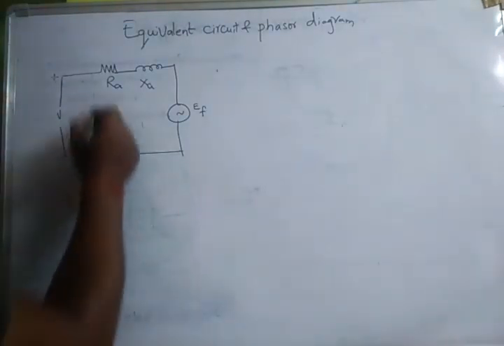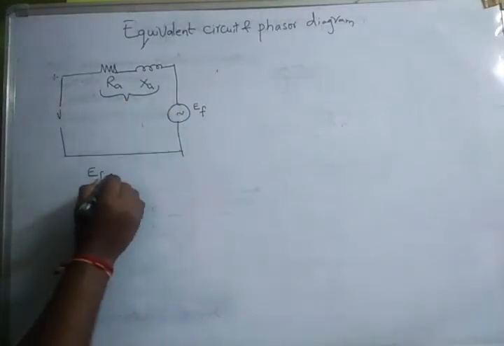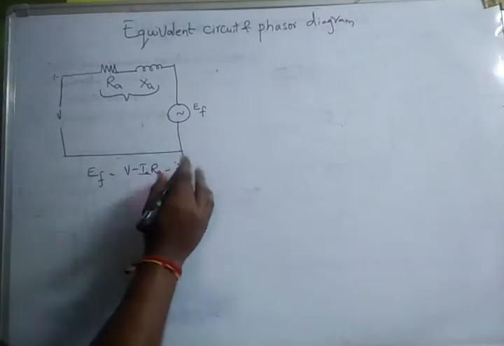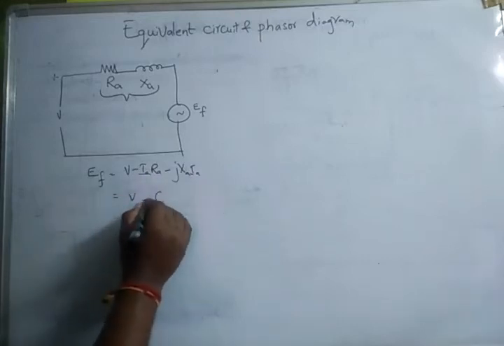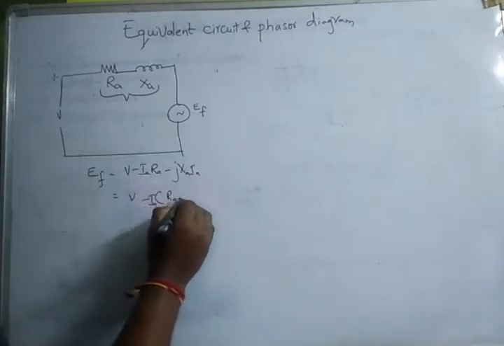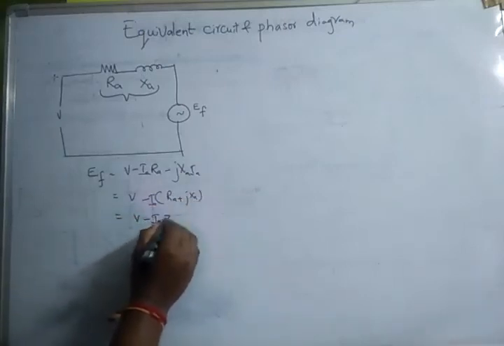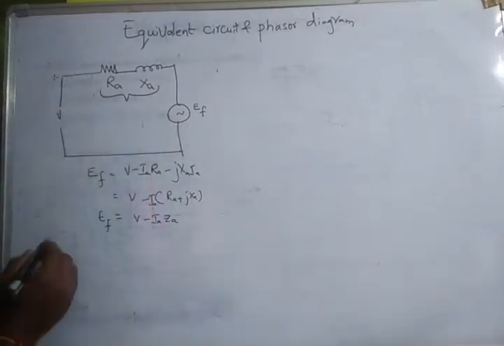So for this, by applying KVL to this loop, the total expression is: Ef is equal to V minus IA RA minus j IA XA, which collectively, taking IA as common, is RA plus j XA. That is equal to V minus IA ZA, where ZA is called armature impedance. So this is the equivalent circuit which consists of impedance and double excitations. Now the phasor diagrams.